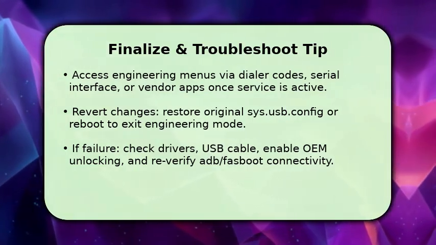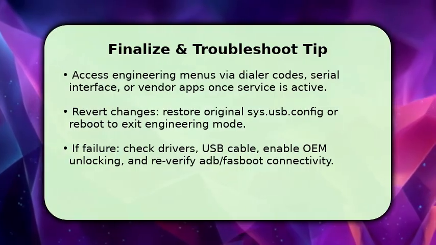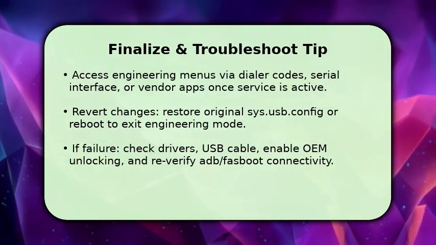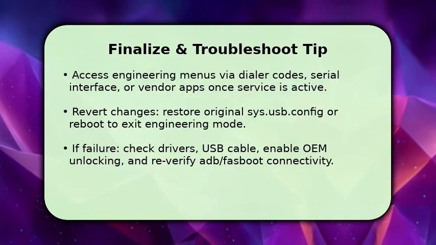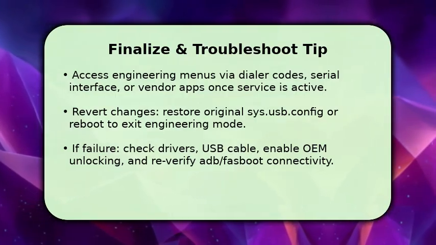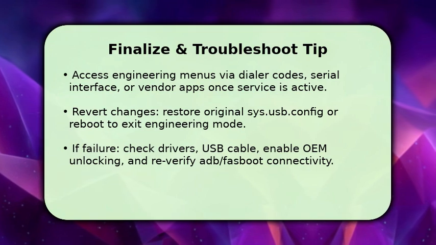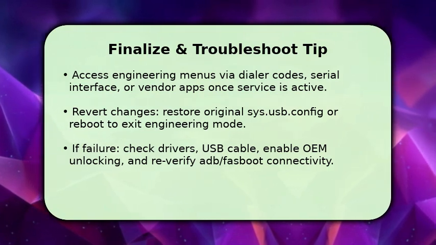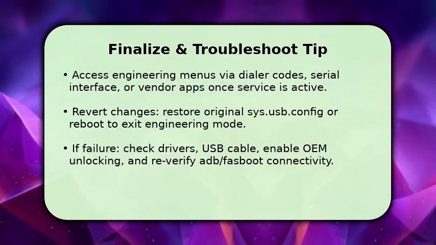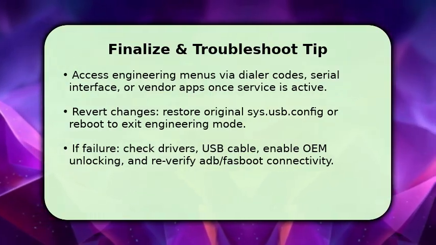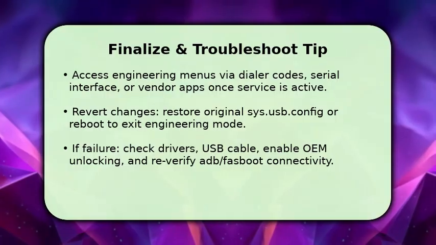Make sure to revert any persistent USB config changes by restoring the original value or simply reboot the phone to exit engineering mode when done. If things go wrong, first check drivers, use a different USB cable or port, ensure OEM unlocking is enabled, and rerun adb devices and fastboot devices to confirm proper connectivity before retrying.